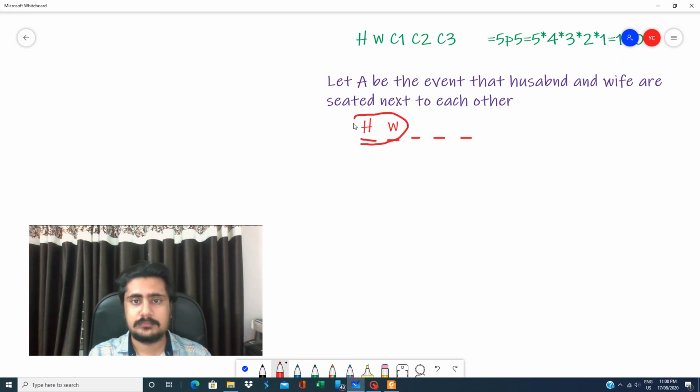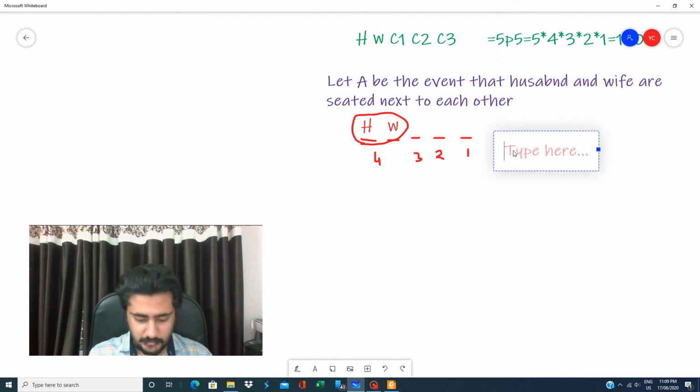Now total how many persons are there? This is 1, this is 2, I'm counting in reverse, this is 3, this is 4. Not 5 persons, these are only 4 persons. So your possibility is 4P4, but the answer doesn't end here.